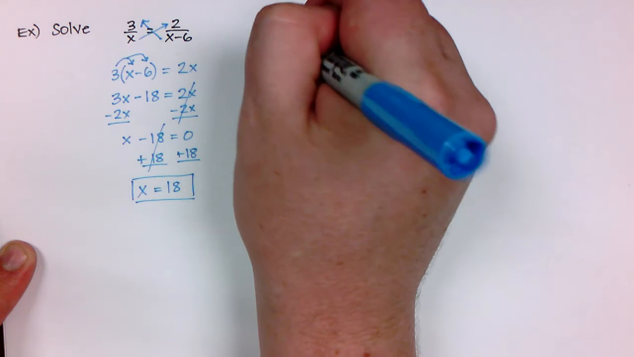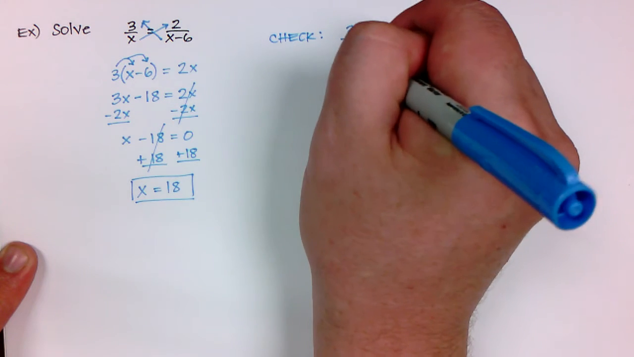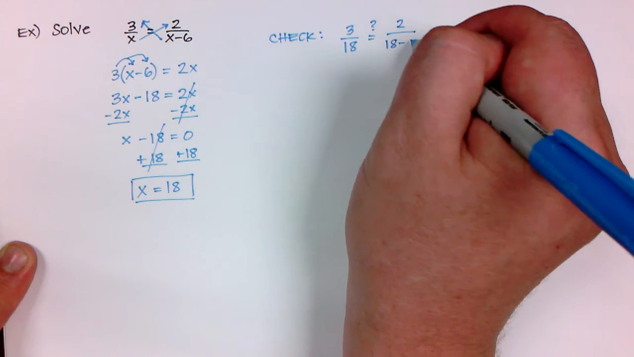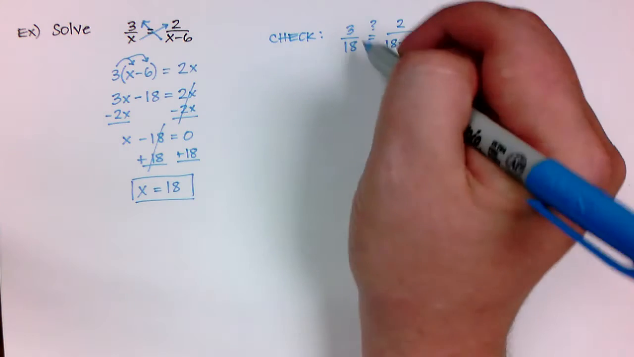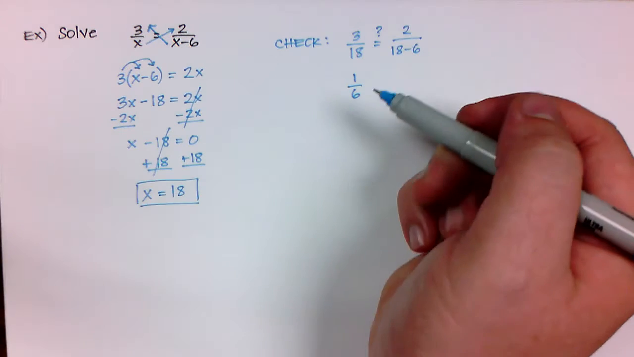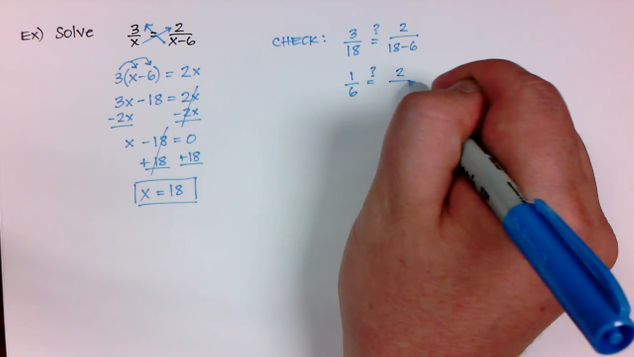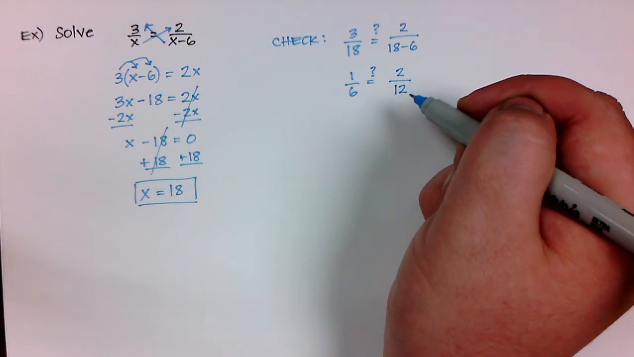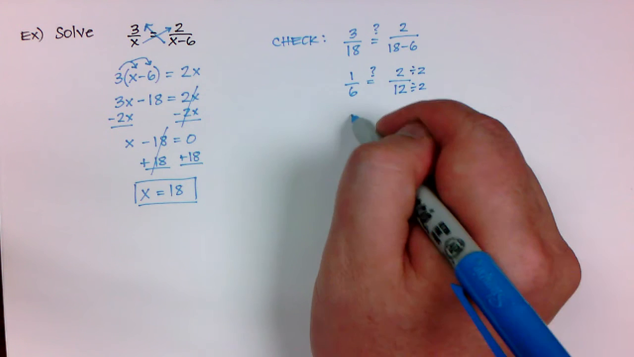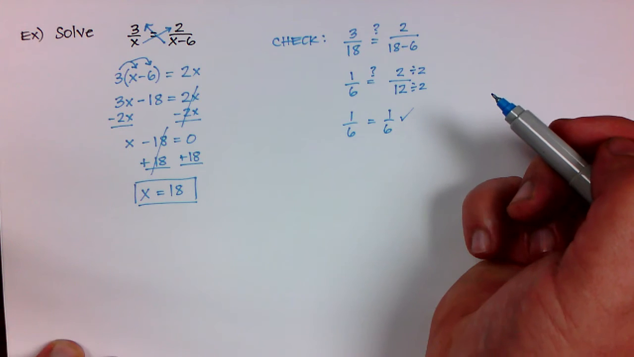Let's just check this out one more time to make sure that we got it right. 3 divided by 18, is that equal to 2 divided by 18 minus 6? So 3 over 18, I can reduce that to 1/6, right? If I divide top and bottom by the number 3. And then let's simplify this over here. This is really 2 over 12. And here I can divide top and bottom both by 2. So yes, I got 1/6 on the left and 1/6 on the right. I did find the correct solution.